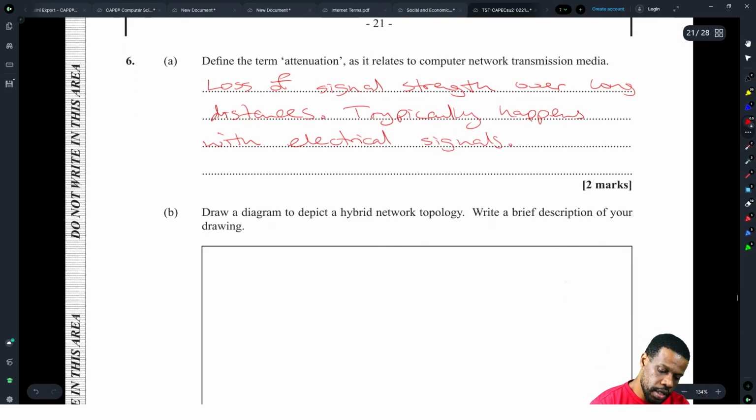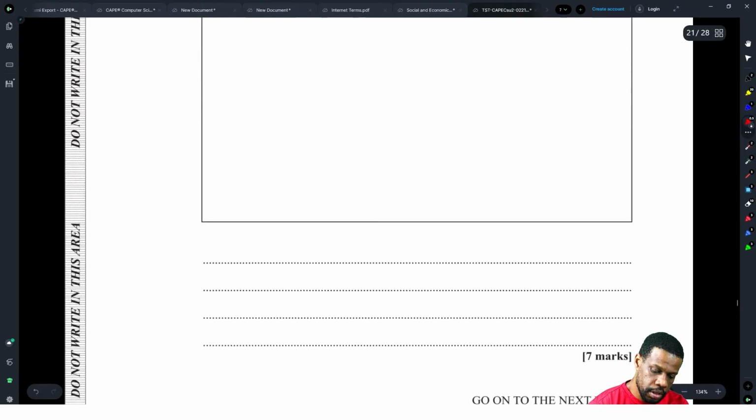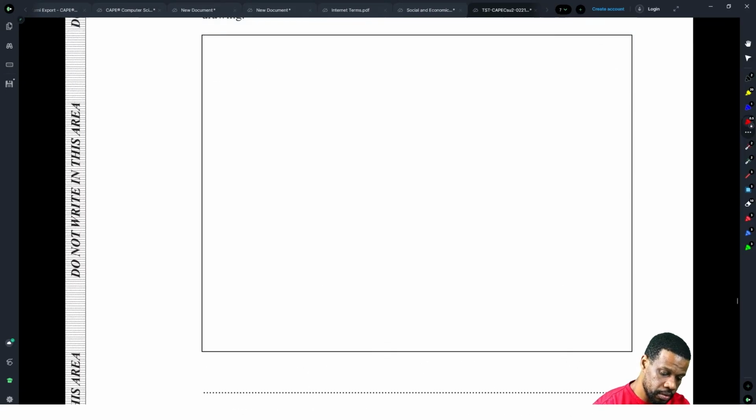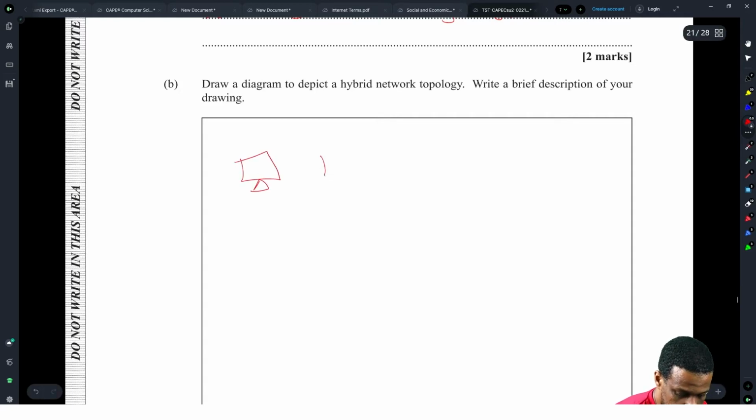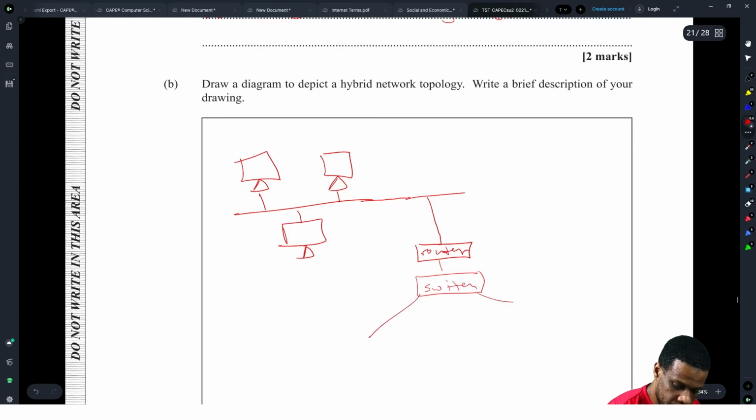Right. Draw a diagram to depict a hybrid network topology. Write a brief description of your hybrid. Alright, so basically draw two types of networks. Say we create a bus that connects to some sort of switch or router, and the router connects to a switch, and this switch has multiple devices around it, which basically shows a star.